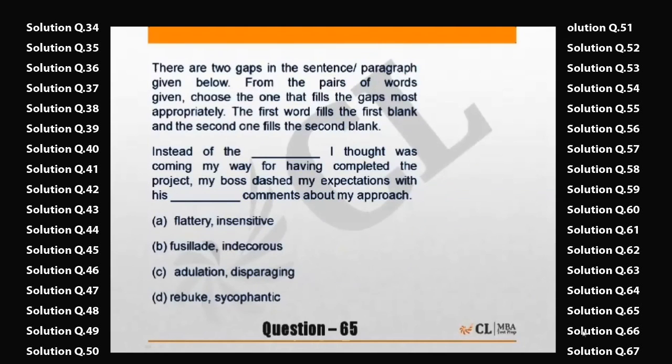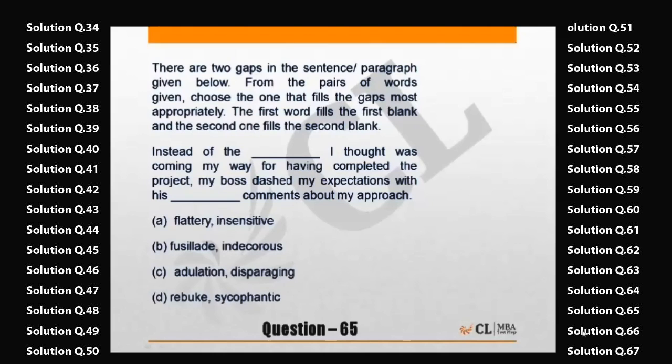Question 65 was again a fill-in-the-blank question with 2 blanks. Let me read out the question to you. It says, instead of the dash or blank, I thought was coming my way for having completed the project. My boss dashed my expectations with his dash or blank comments about my approach. Now, there were 4 options here.